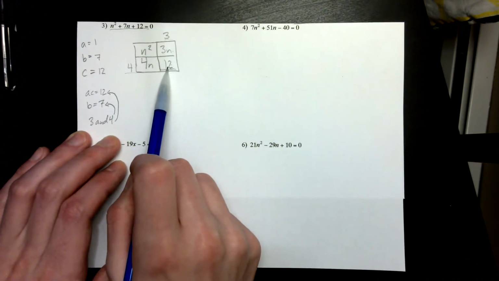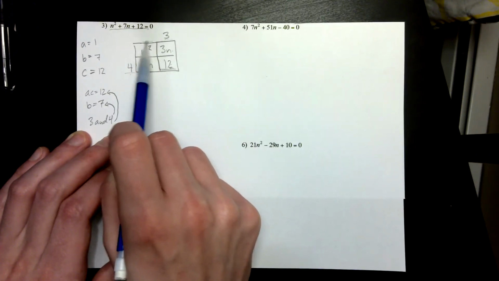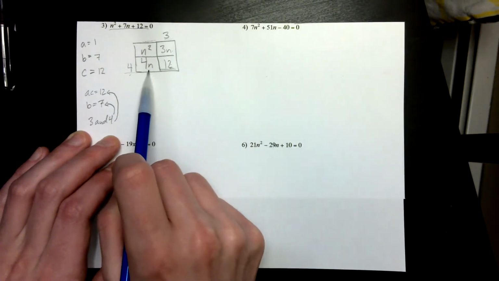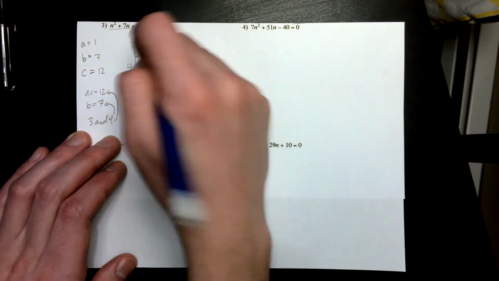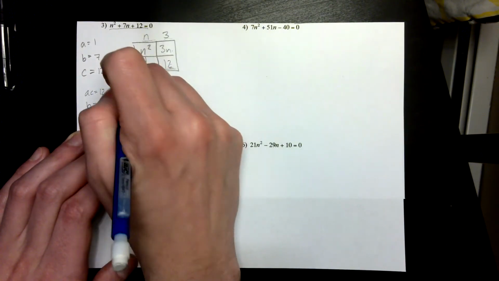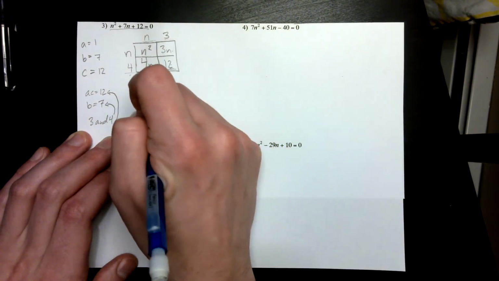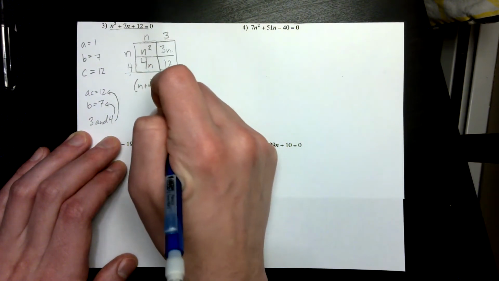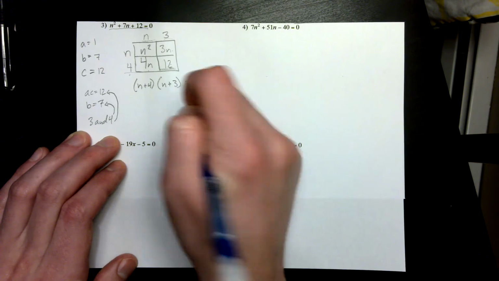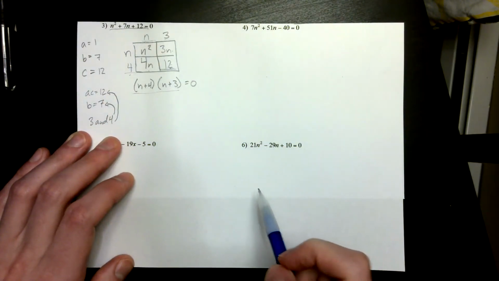Then I need to figure out what goes up here. So this thing times 4 will give me 4n. So that means that this has to be n. And if this is n, then this has to be n also. So my factoring is n plus 4 times n plus 3 equals 0. Remember that this whole thing is the same as this is.